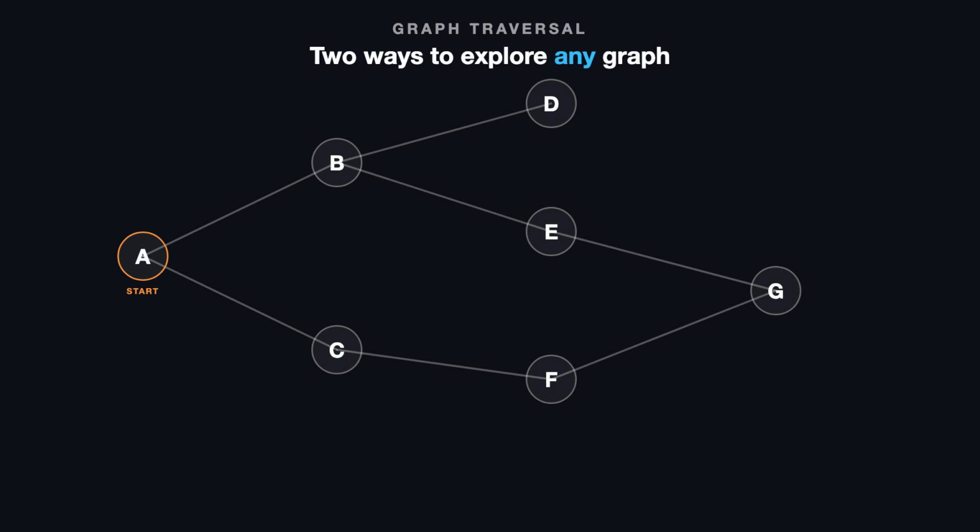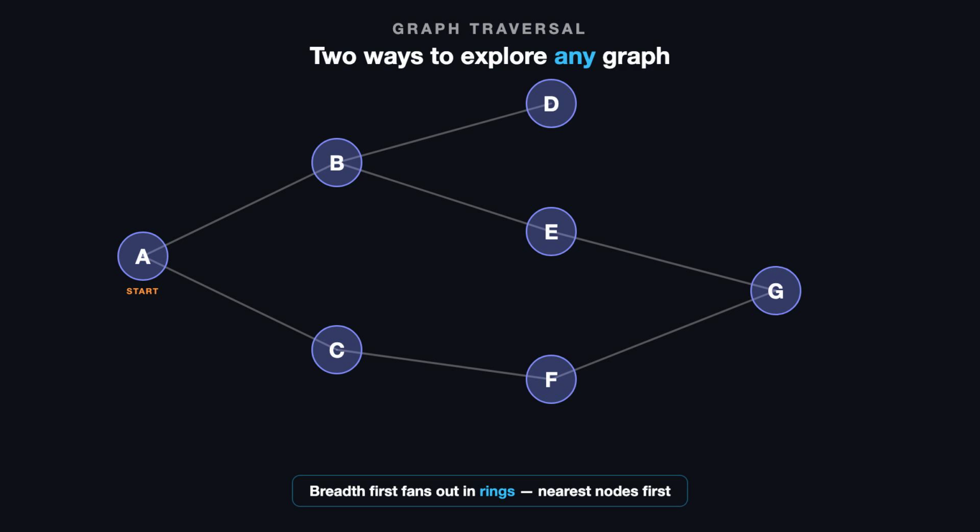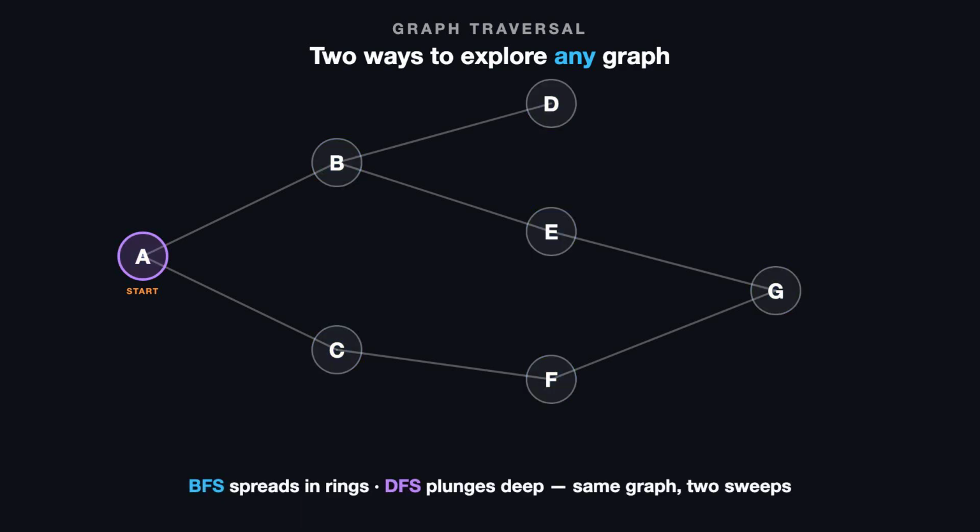A network of nodes, a maze, a map, a social graph. Starting from one node, how do you reach every other? There are exactly two ways. One sweeps outward in rings, breadth first. The other dives deep down one path, then backtracks, depth first. Same graph, two very different sweeps. Let me show you both.